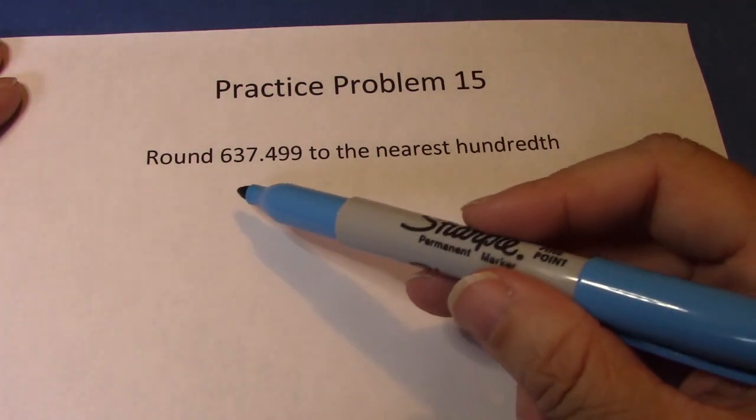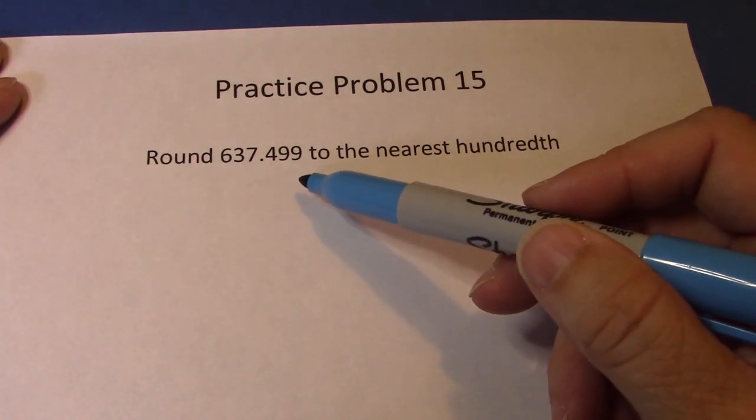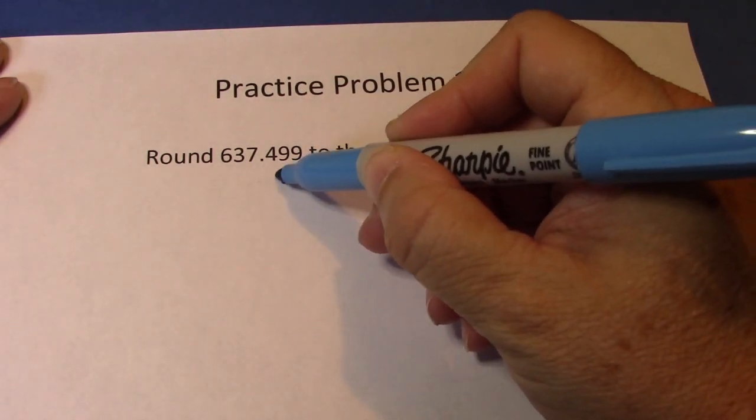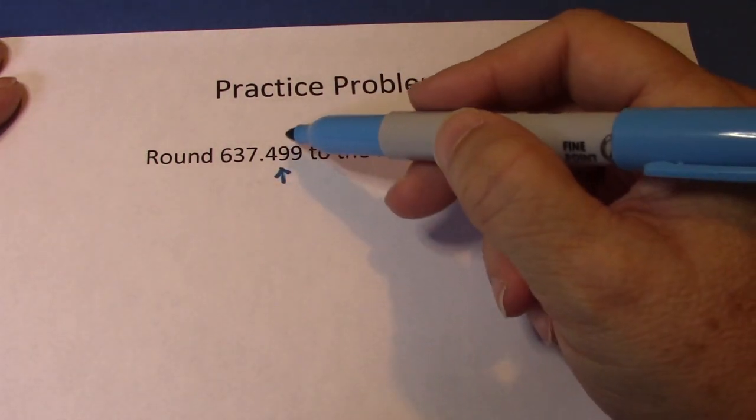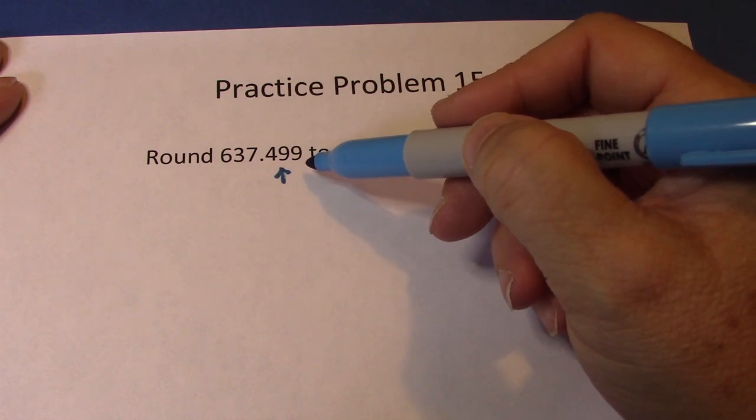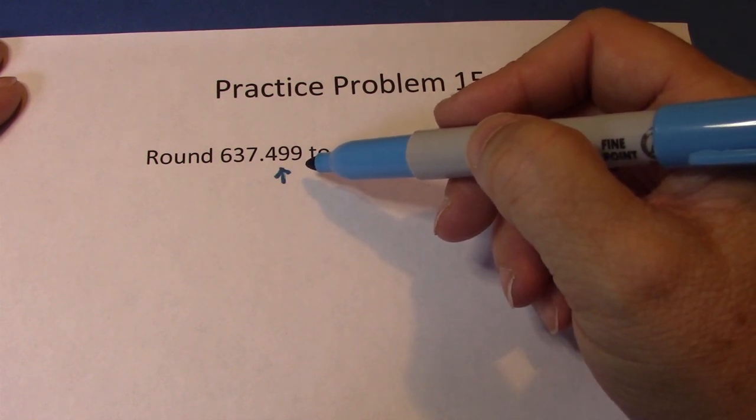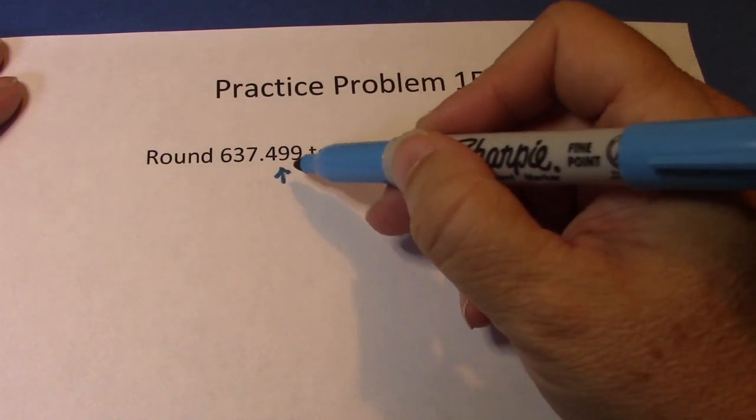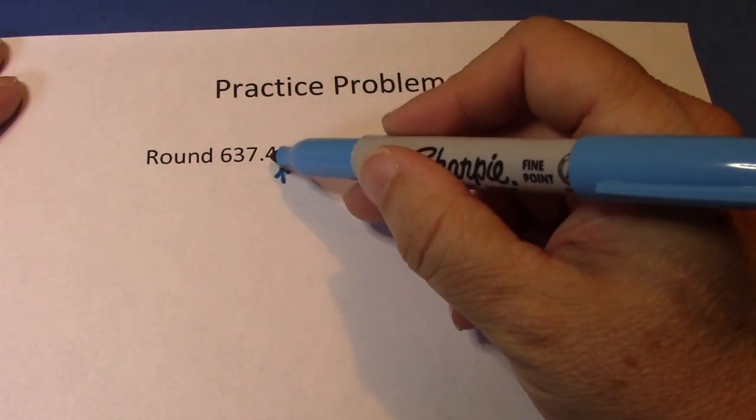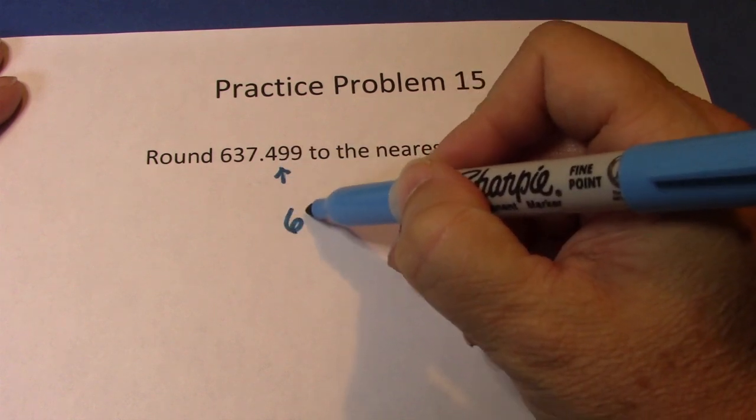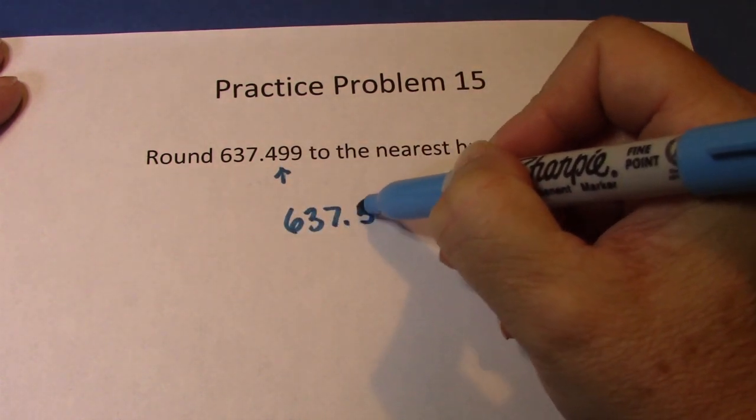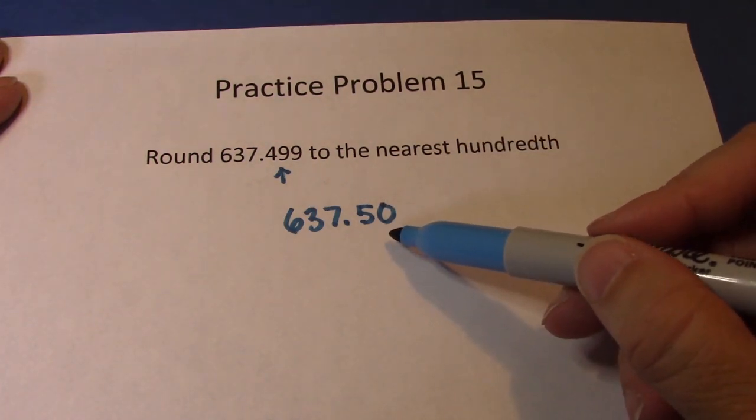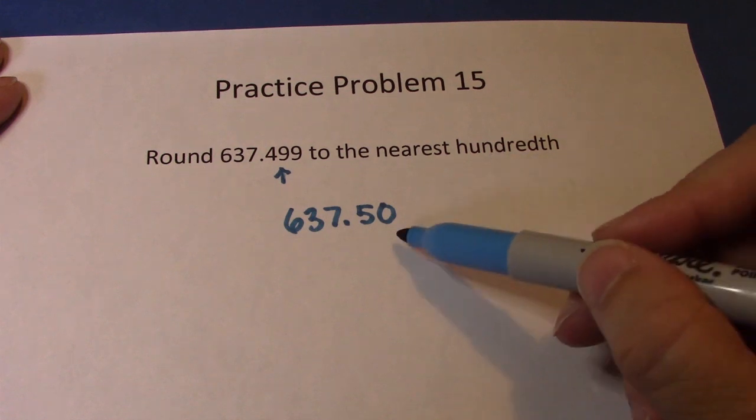Problem 15 is also rounding. We're going to round 637 499 thousandths to the nearest hundredth. Hundredths is here. So we're going to look at the next digit past that, the 9. Well, it's certainly bigger than 5, so we're going to round up. Well, how do you round up? 49 really would round up to 50, so I'm still going to leave that 0 there because we wanted to know the nearest hundredth.